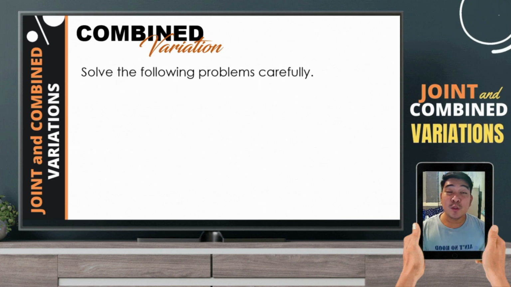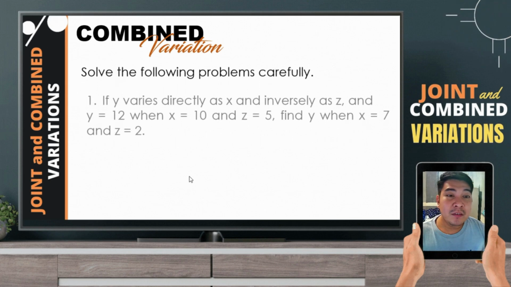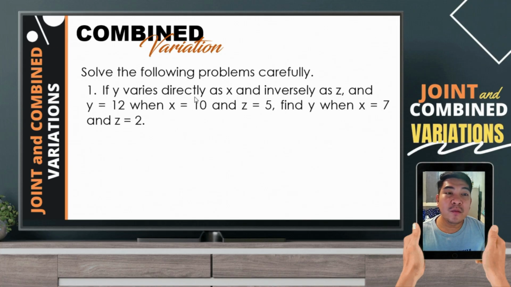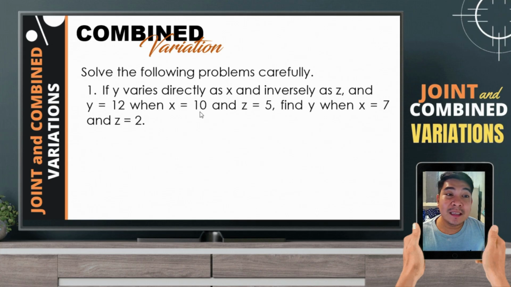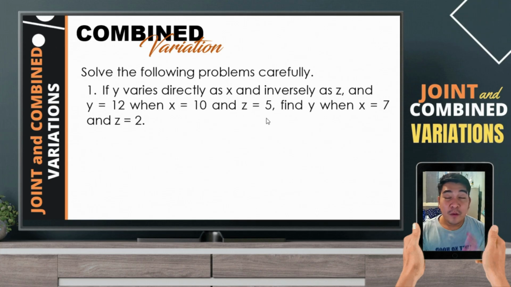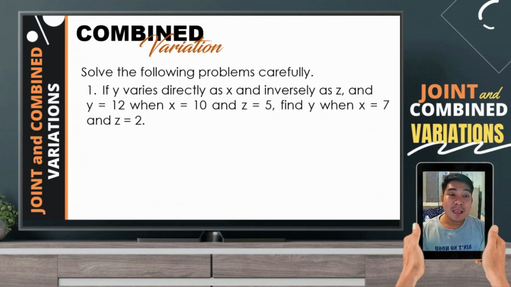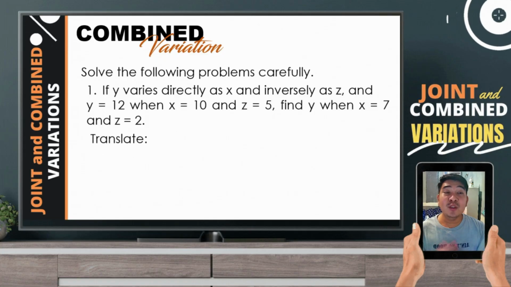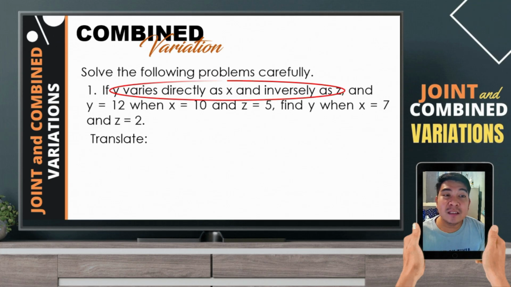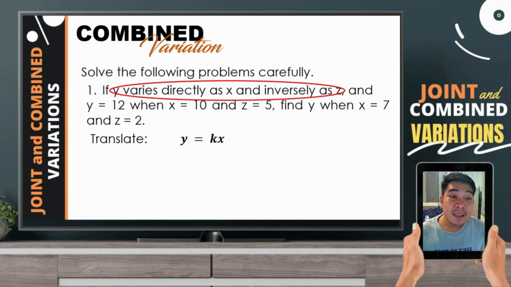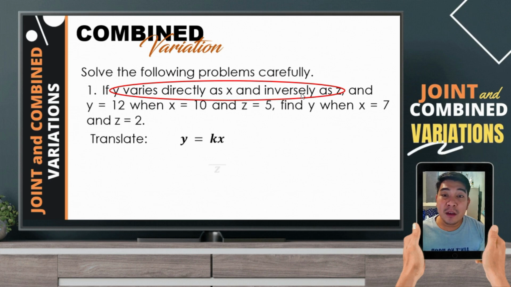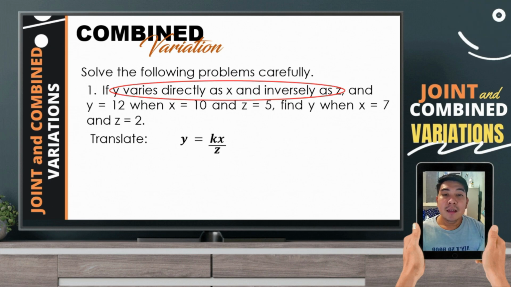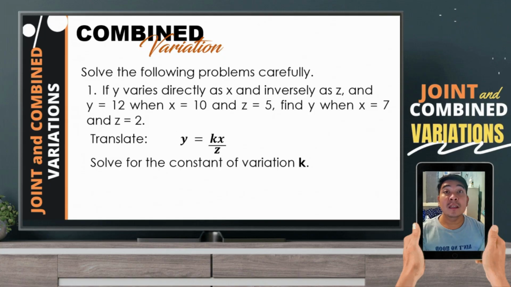So let us now proceed to solving problems involving combined variations. Number 1, if y varies directly as x and inversely as z, and y is 12 when x is 10 and z is 5, find y when x is 7 and z is 2. So same process, we need to translate. Translate y varies directly as x and inversely as z. So that will become y is equal to kx, since directly as x, and inversely as z, that will be divided by z.